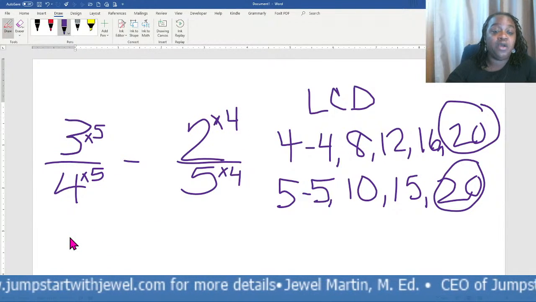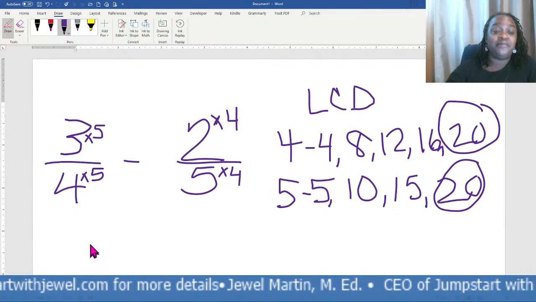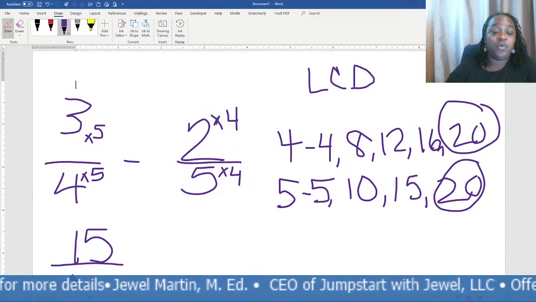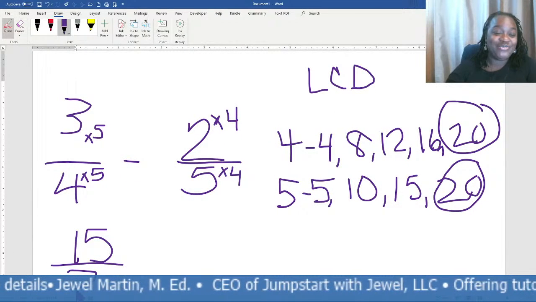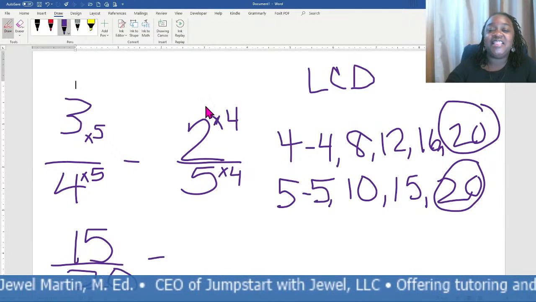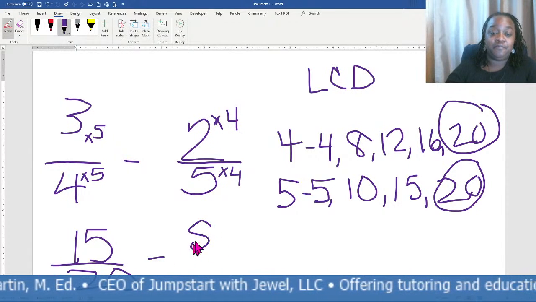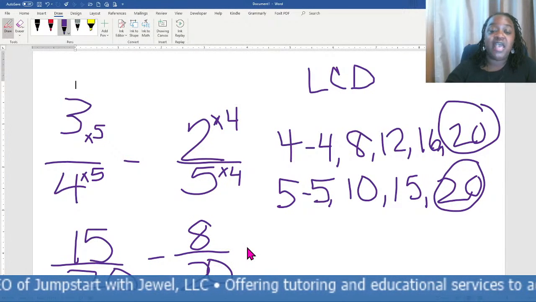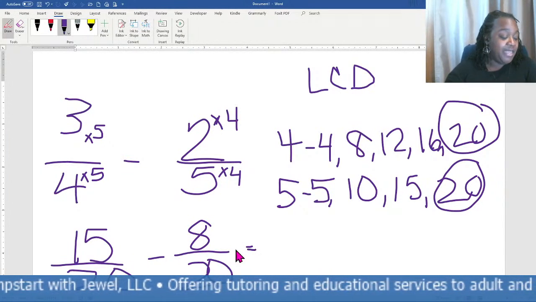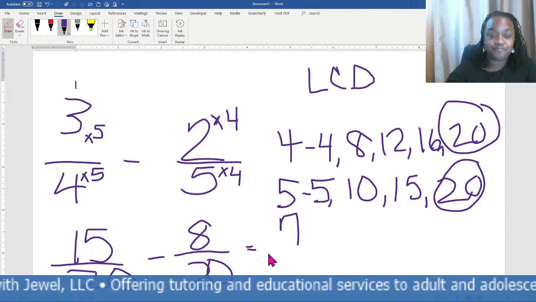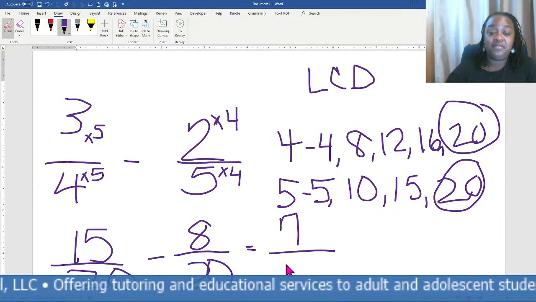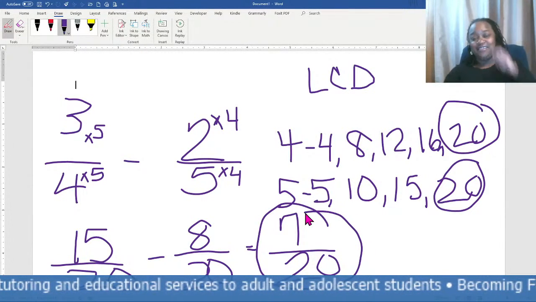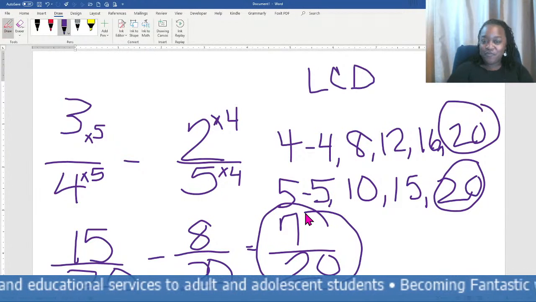Here we go. Now let's go ahead and convert our fractions. So 3 times 5 is 15. And then 4 times 5 is 20. And then 2 times 4 is 8. And then 5 times 4 is 20. And now you just have to subtract. 15 minus 8 is going to be 7. And you're going to keep the denominator as 20. And that is it.